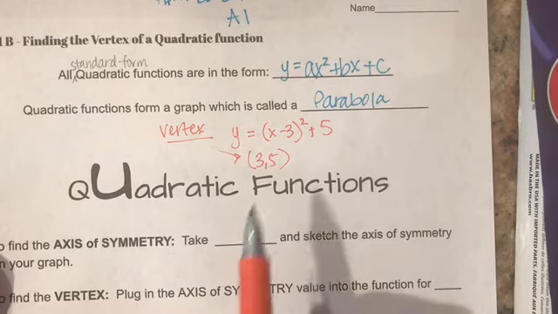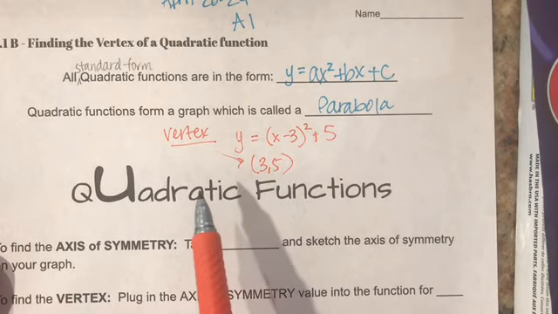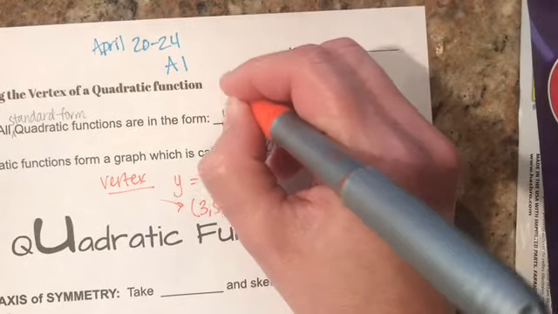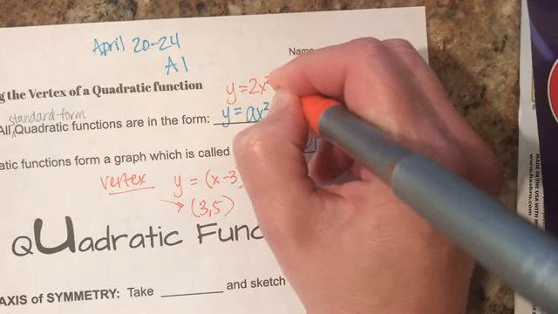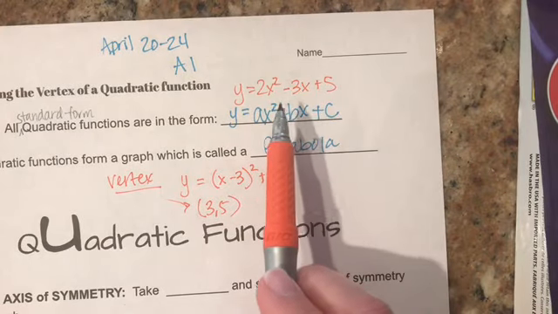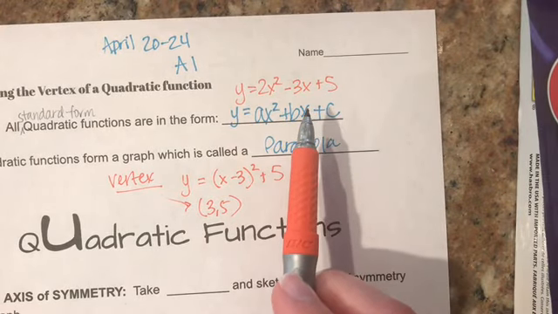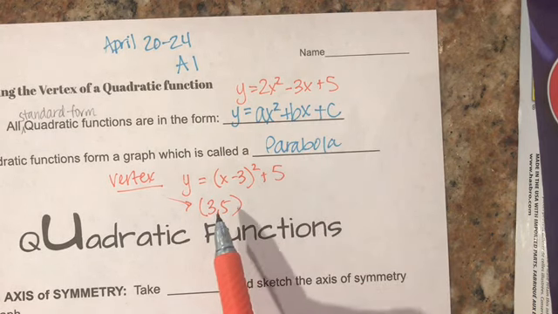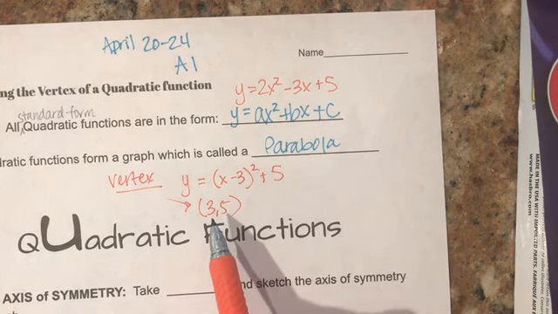So in order for us to graph a formula that's more like this, let me give you an example. Like we could have y equals 2x squared minus 3x plus 5. That would also be a parabola, but it's not really obvious where the axis of symmetry or the vertex is. Like this one, it's obvious the vertex is at 3, 5.